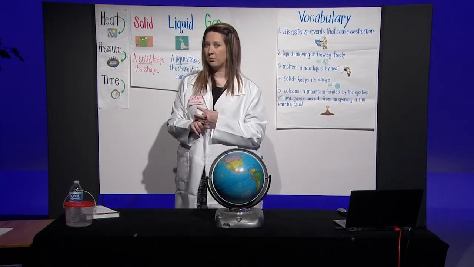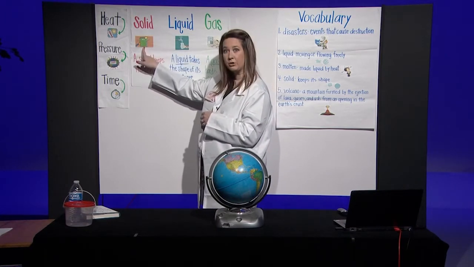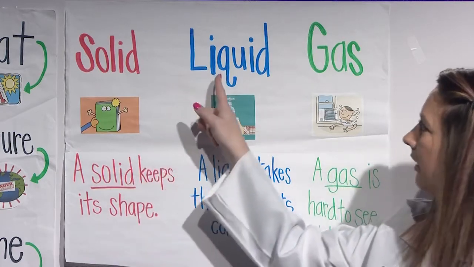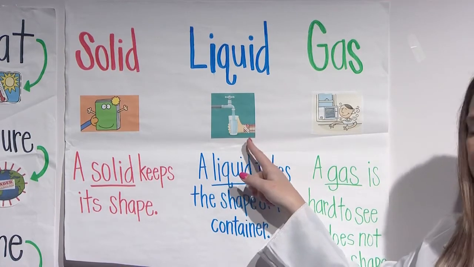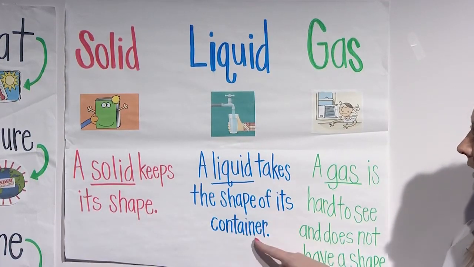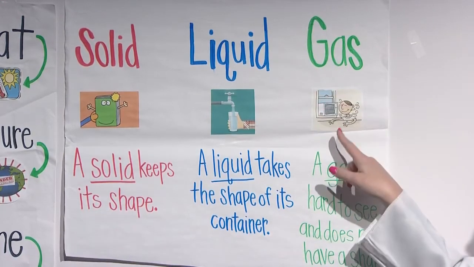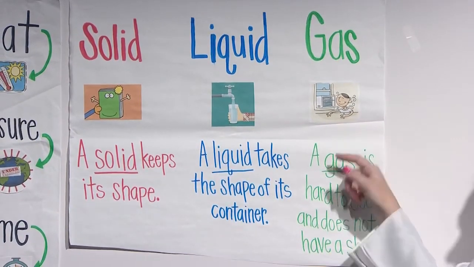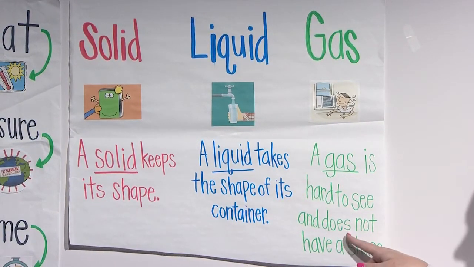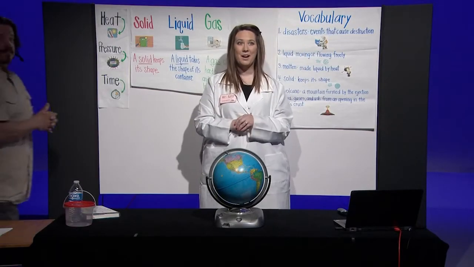Now, before we get started, I want to build our background knowledge as it relates to three different terms. We have solid, which is like this book here, keeps its shape. A liquid, which is like water or anything that's a liquid. Water is a very good example. A liquid takes the shape of its container, and I'm going to show you a little bit about that in a second. And last but not least, gas. And here I have a picture of a little boy in front of an air conditioner. A gas is hard to see and does not have a shape. So now I'm going to ask Mr. Zach to come and help me, and we're going to demonstrate what a solid, liquid, and gas is.